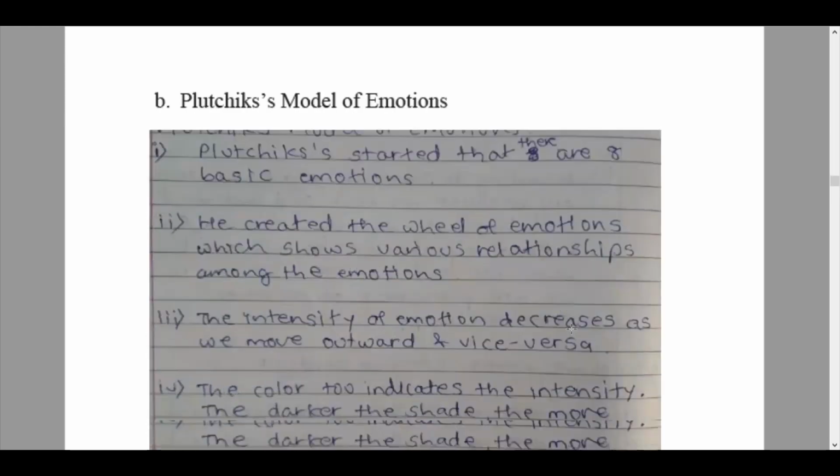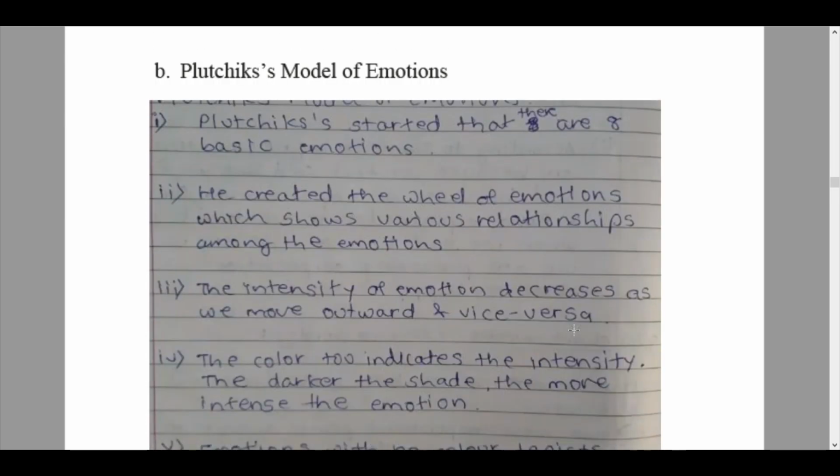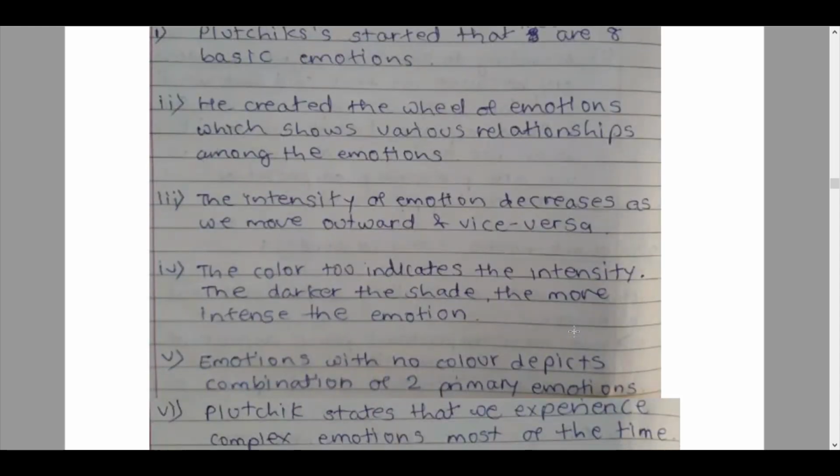Then we move forward to the second part, that is B part, Plutchik's model of emotions. Plutchik stated that there are 8 basic emotions. He created the wheel of emotions, which shows various relationships among the emotions. The intensity of emotions decreases as we move outward and vice versa. The color too indicates the intensity. The darker the shade, the more intense the emotion.